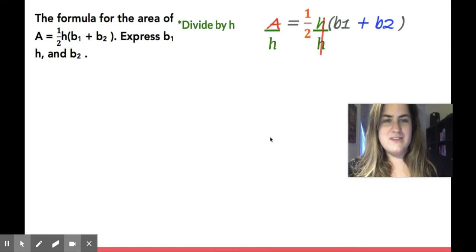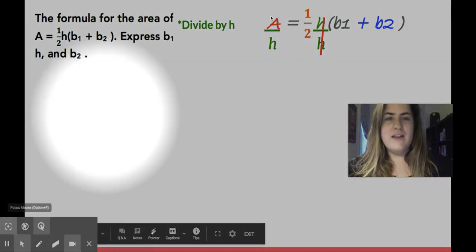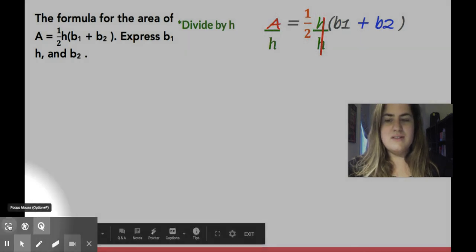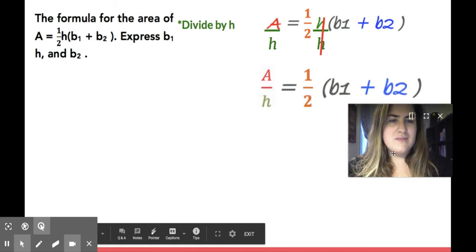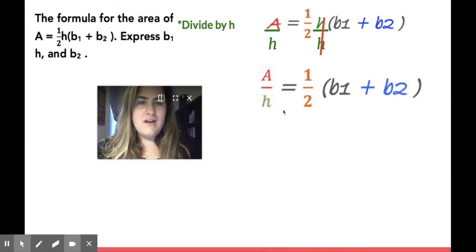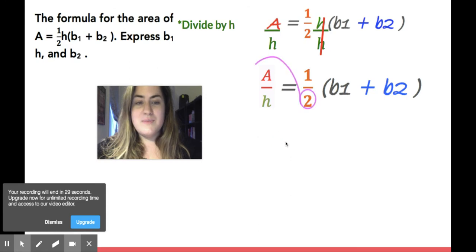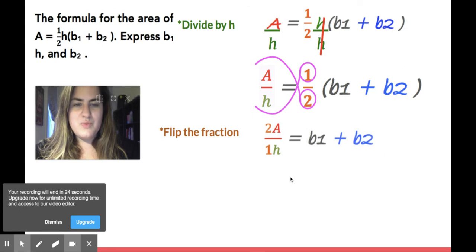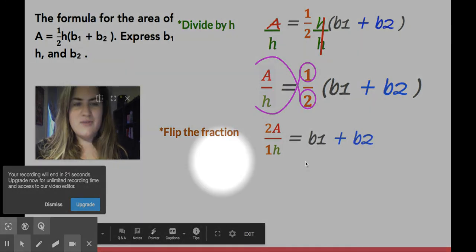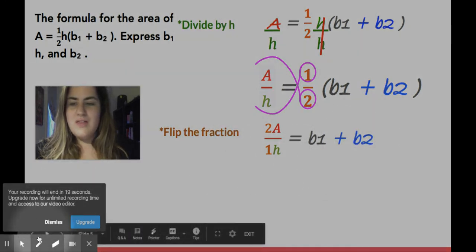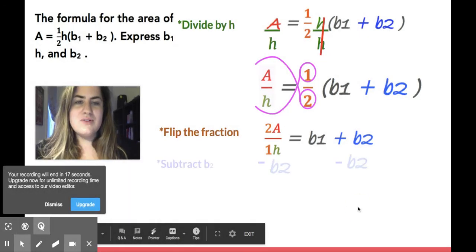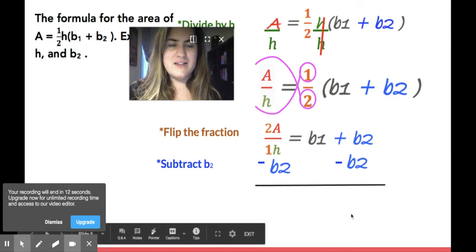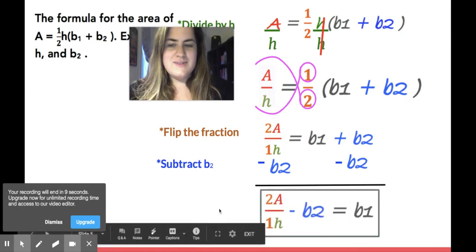H divided by itself is going to cancel out. On the left side, I have a over h, bring that down, and I just have my fraction and my parentheses on the right side. So that comes down like that. To get rid of fractions, you just flip the fraction. 2 goes to the top, 1 goes to the bottom. Bring that down. I need to get rid of plus b2. The opposite of plus b2 is minus b2. So I cancel out my opposites, and that is what I am left with.